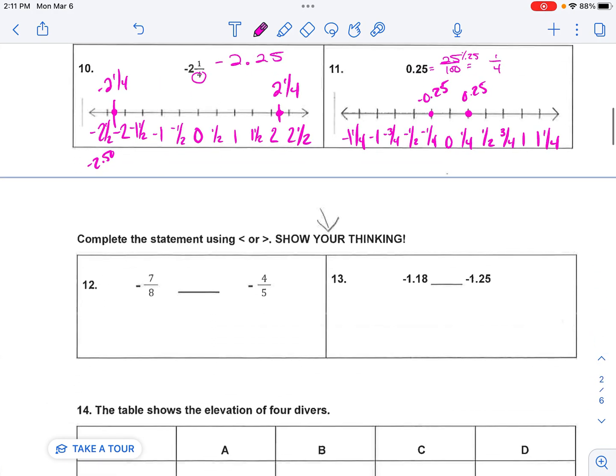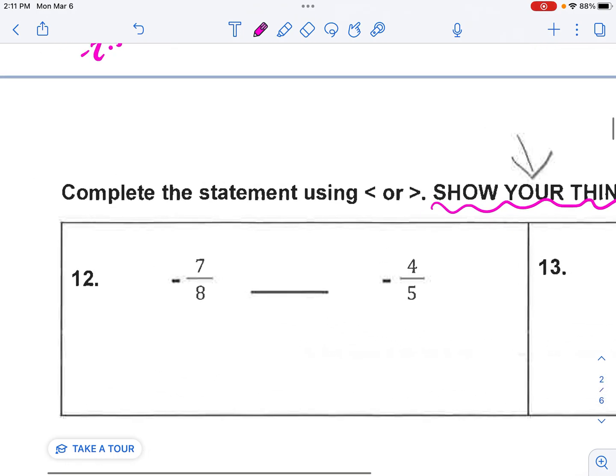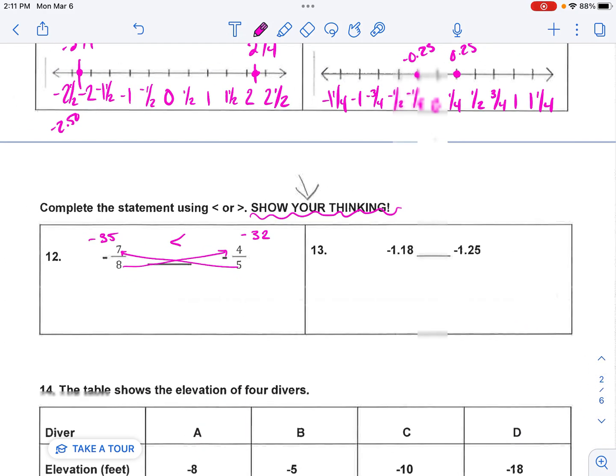Okie dokie. On the next side, complete the statement using less than or greater than. Show your thinking. So we don't want just a guess, less than or greater than. We want to see your thinking. Remember, you can use cross products to help you. 5 times a -7 is -35. 8 times a -4 is -32. -35 would be further to the left. So -7/8 is less than -4/5.